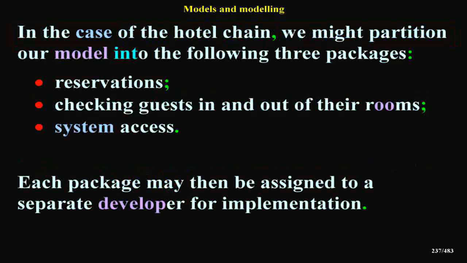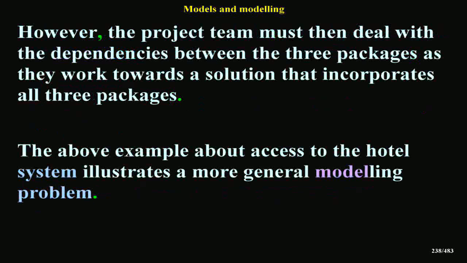In the case of the hotel chain, we might partition our model into the following three packages: reservations, checking guests in and out of their rooms, and system access. Each package may then be assigned to a separate developer for implementation. However, the project team must then deal with the dependencies between the three packages as they work towards a solution that incorporates all three packages.